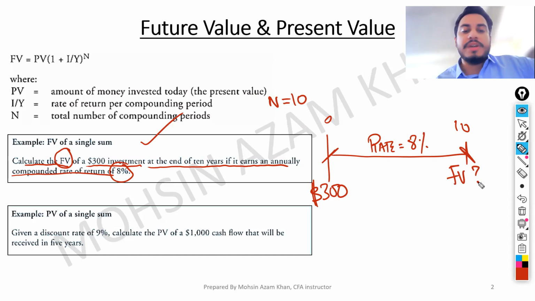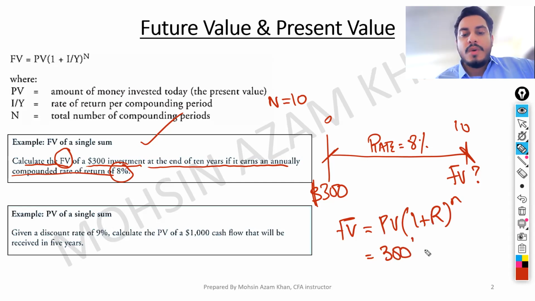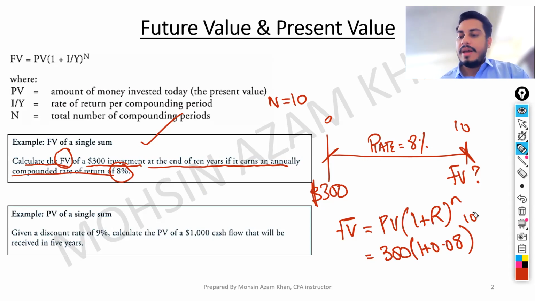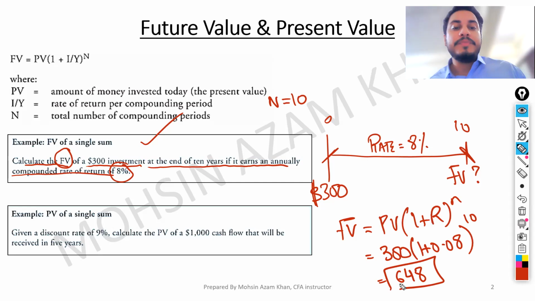So how shall I compute it? We can use the formula: future value is equal to present value into 1 plus rate to the power of n. Present value is 300, rate is 0.08, and n is 10. So simply use the calculator: 300 into 1.08 to the power 10. I'll be getting 648. This is my future value. If I invest 300 today, and every year I get a return of 8%, then after 10 years in my account I shall have 648. I hope that is also clear to you.